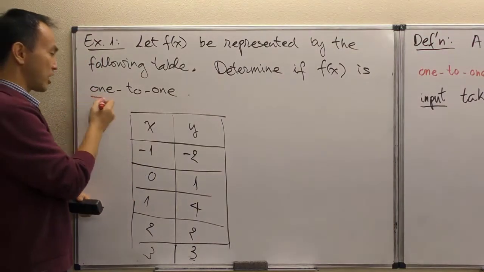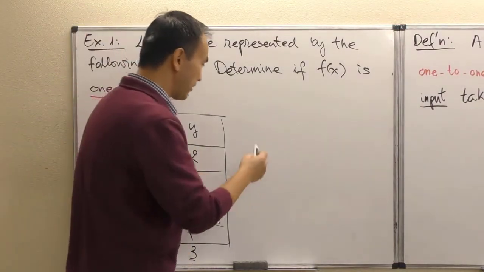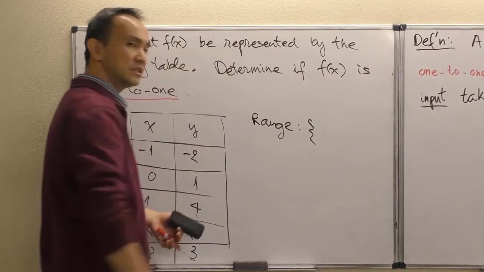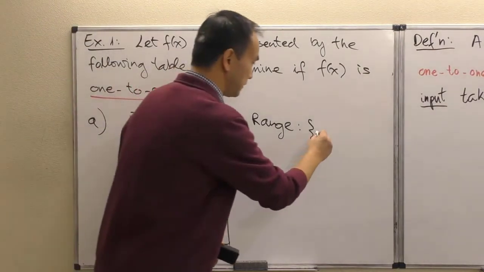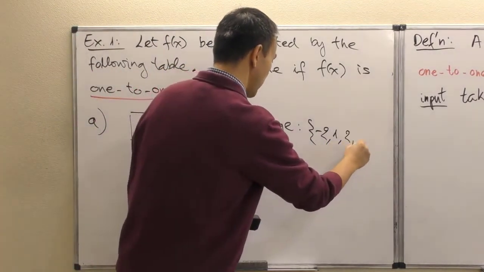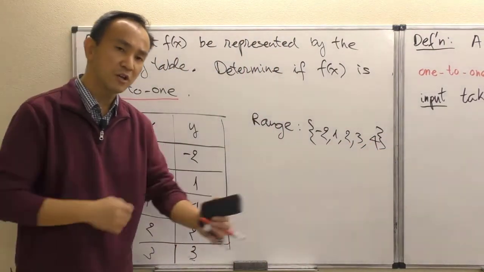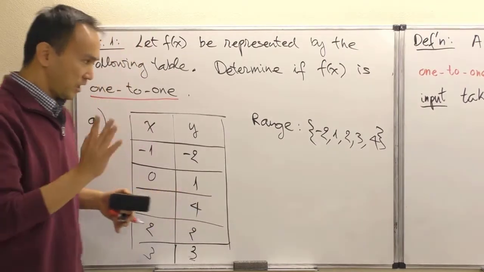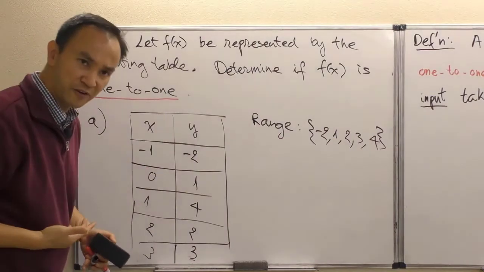To decide 1 to 1 or not, we have to search through every output. The good thing is the range of our function here is short. It's a good habit to write down the range from a table like this. Well, lowest is negative 2, and then I have 1, 2, 3, 4. It's just my choice to put these output values in increasing order, but that's not really a must. So we got the range. That means it contains all of the possible output values from our function defined here.